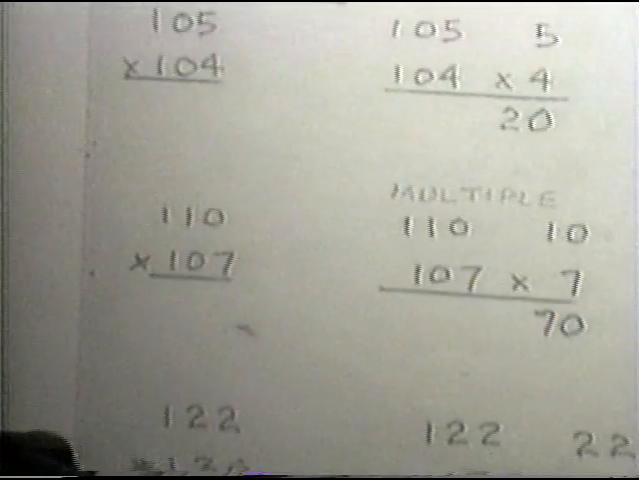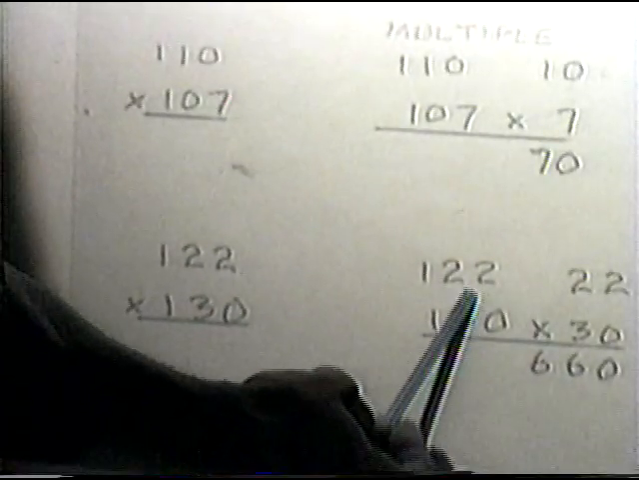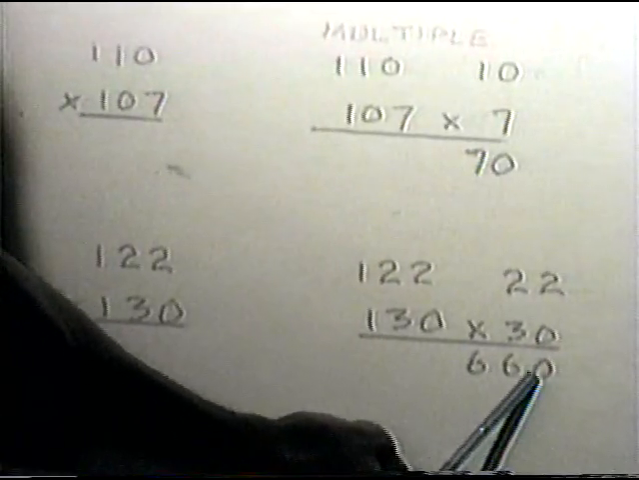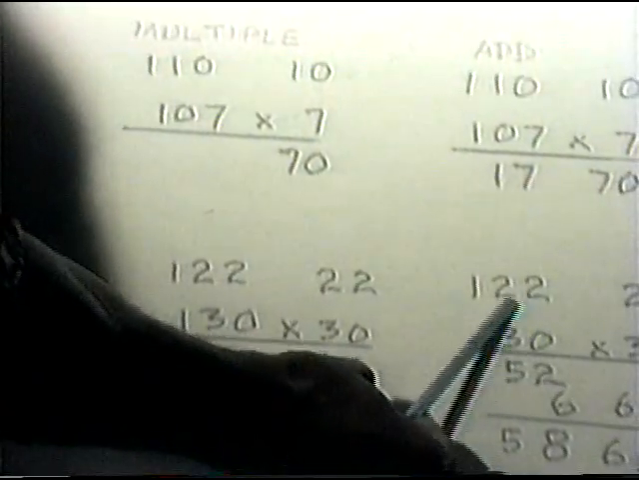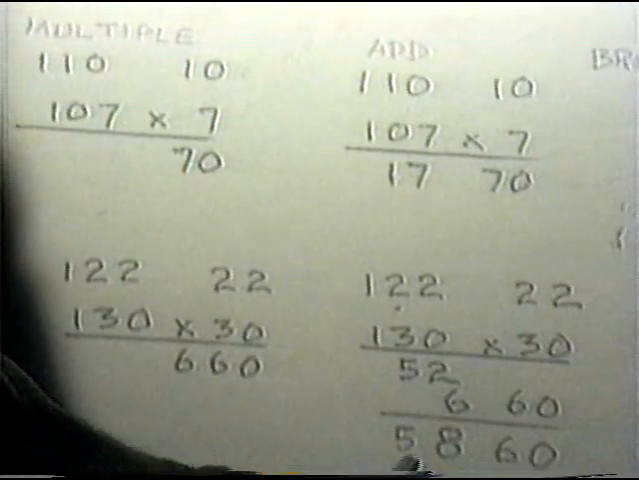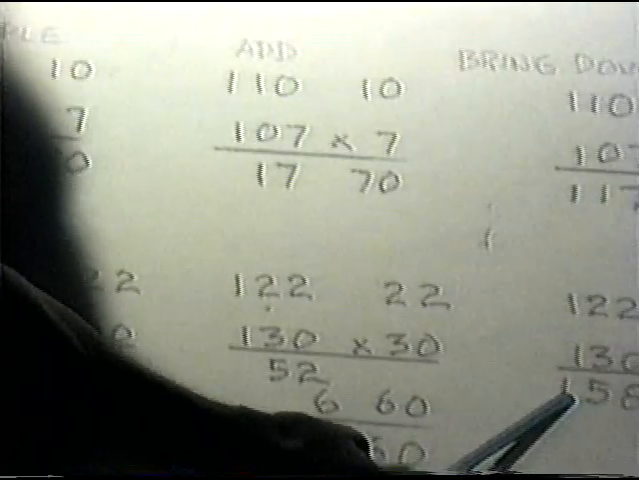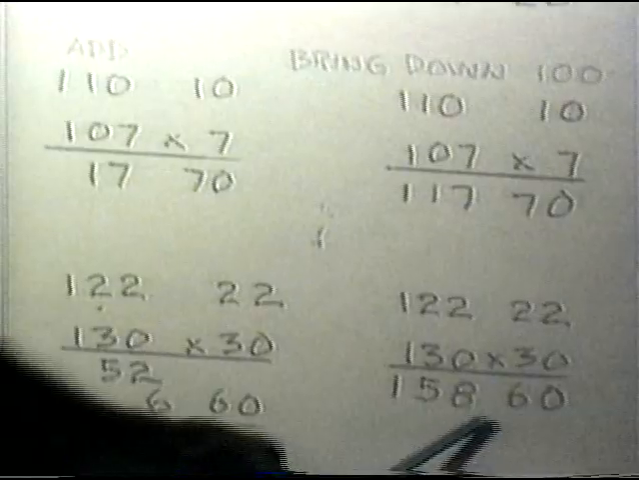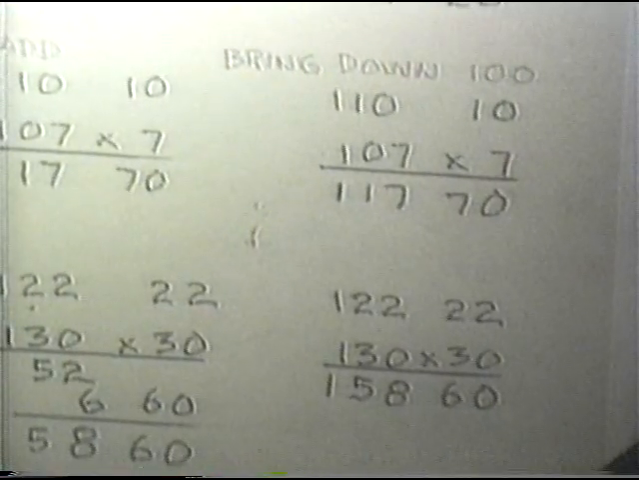Let's do 130 times 122. 30 and 22. Multiply 30 times 22, and we get 660. Then we add the 22 and 30 and get 52, and bring down the 660, which gives us 5,260. Then we bring down the 100, which gives us 158 and 60. So the answer is 15,860. That's complementary multiplication.